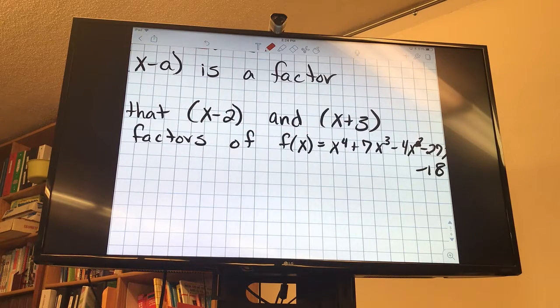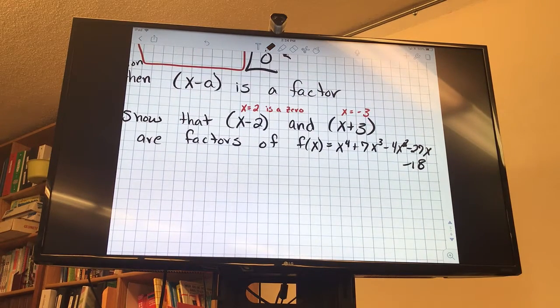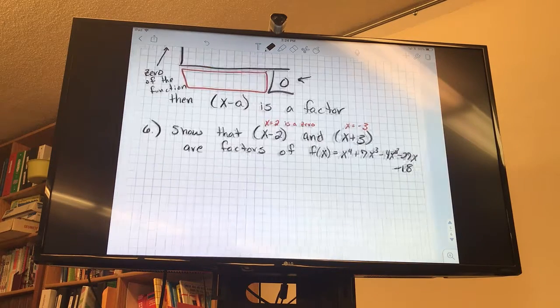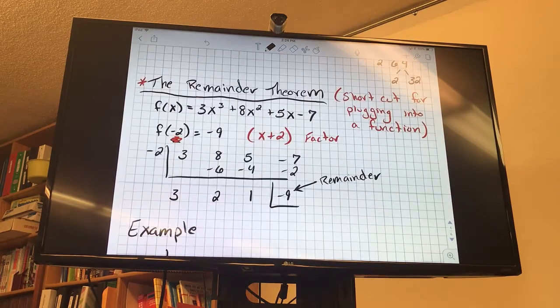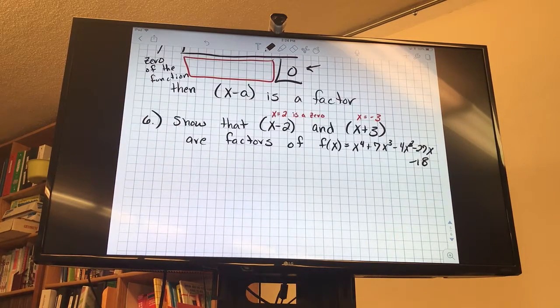Well, if they're factors, then x equals 2 is a 0, correct? And x equals -3 is also a 0, correct? For me to prove they're zeros, I could plug them into the whole function and make sure I get a 0 out, or I could use the remainder theorem and synthetically divide to get that 0. So I'm going to use the remainder theorem. That means I plug a 2 in: 1, 7, -4, -27, -18.